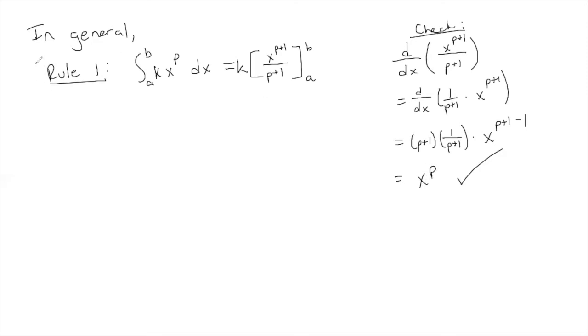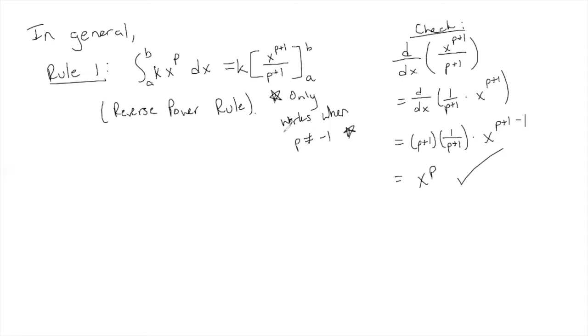Okay, so there's my first rule. There's my first shortcut rule. This is sort of the reverse power rule. Right? You're just doing the rule in reverse. It's as simple as that. One thing, however, to notice about this is that this rule only works when p is not equal to -1, right?